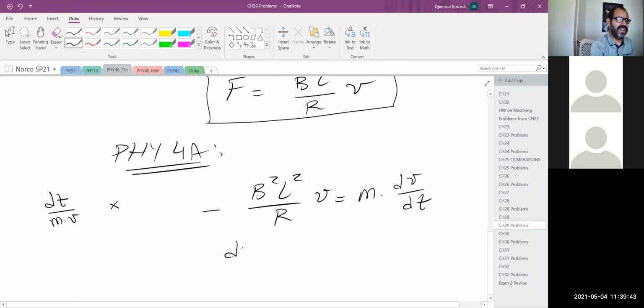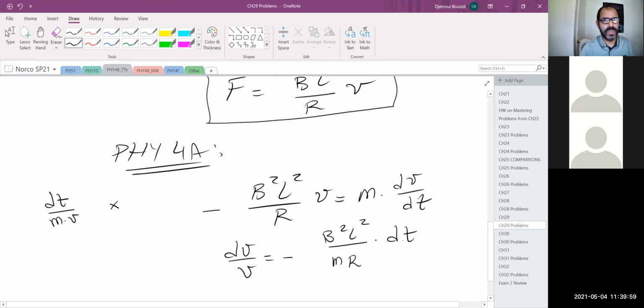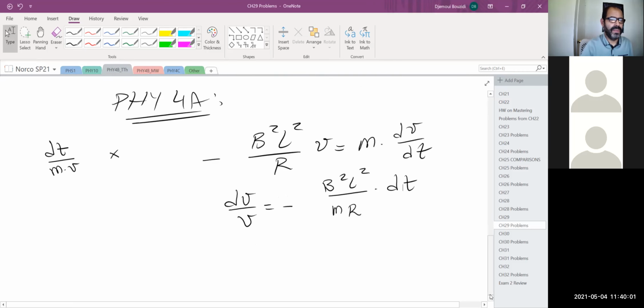So we're going to have dv over v, I'm sorry, not dv over dt, dv over v is equal to minus B squared L squared over mR times dt. Now I'm going to integrate both sides. I know this is going to be an independent integral, so I'm going to integrate from t equal to 0, where the velocity was equal to v naught, to some t, where the velocity is some v as a function of t, okay?